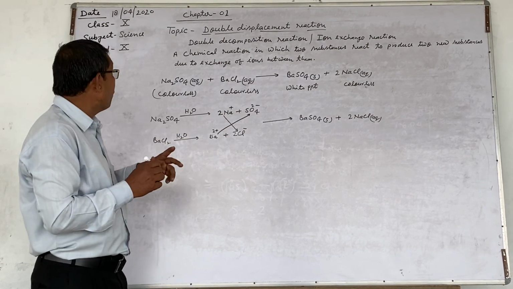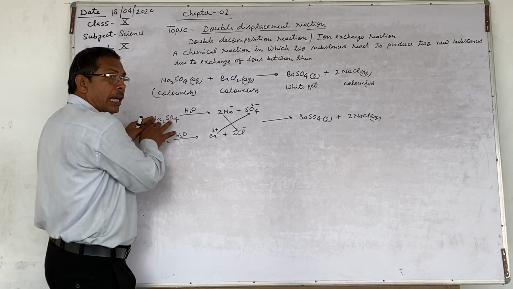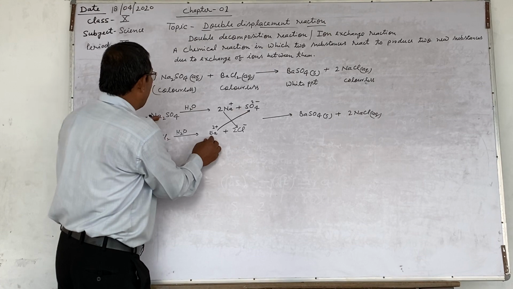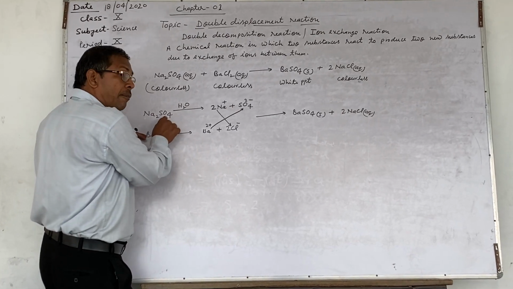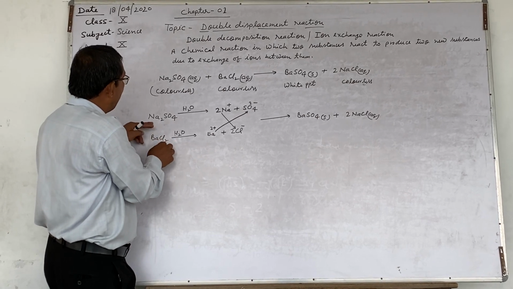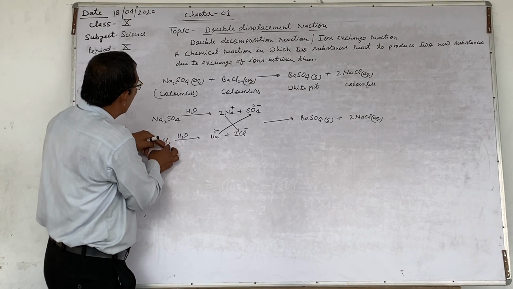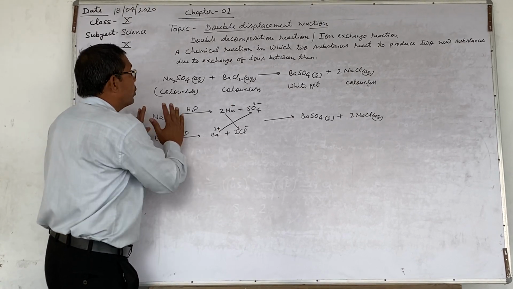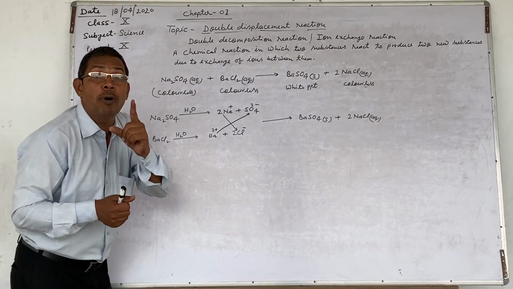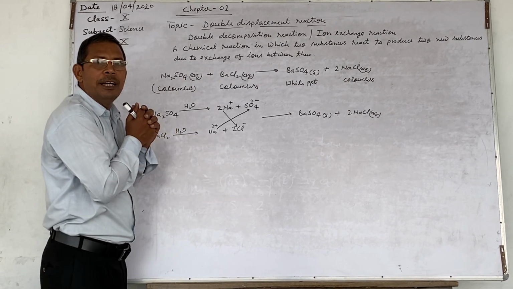You say here double displacement. Why? That is displacement, that is sodium ion is displaced by barium ion from sulfate, as well as here chloride ion is displaced, that is combined with sodium ion. That is double displacement. In both cases displacement takes place. It is also called a double decomposition. Why? Because decomposition takes place in both of the substances.